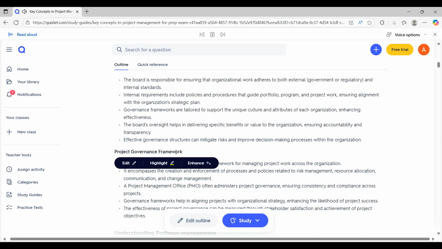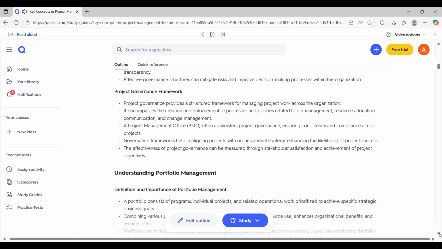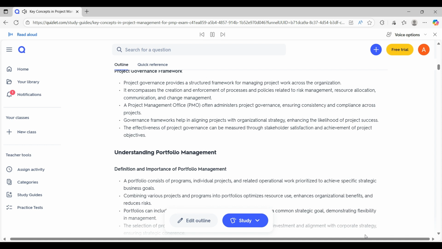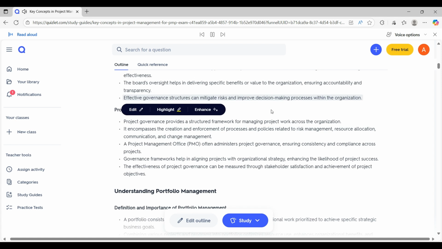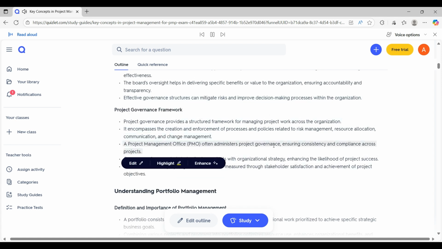Project Governance Framework. Project governance provides a structured framework for managing project work across the organization. It encompasses the creation and enforcement of processes and policies related to risk management, resource allocation, communication, and change management. A project management office, PMO, often administers project governance, ensuring consistency and compliance across projects.